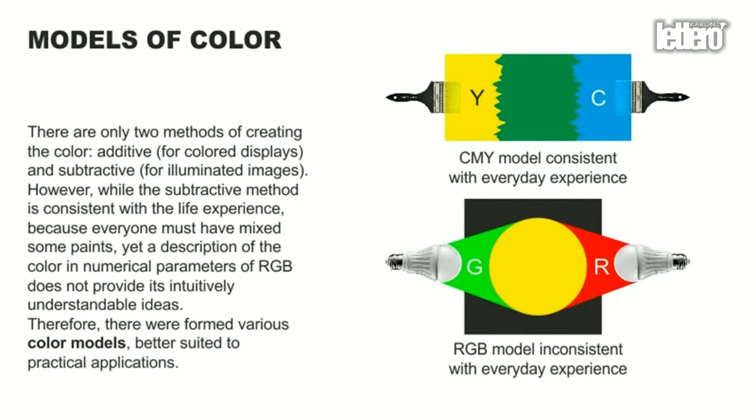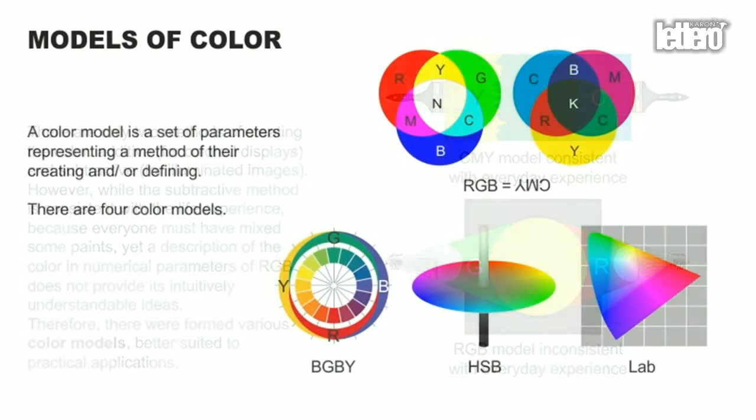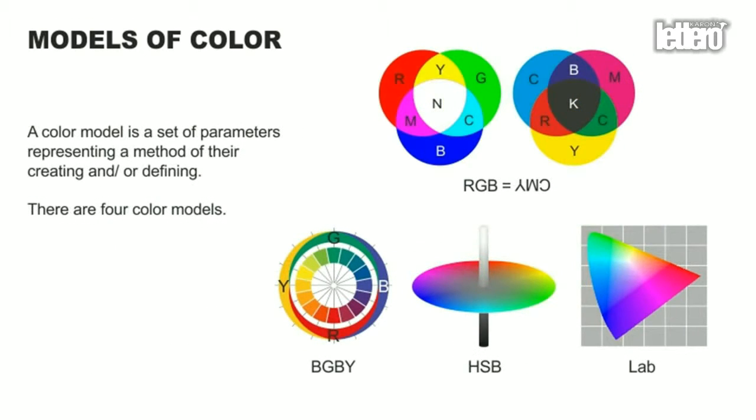There are only two methods for creating colour: additive for glowing images and subtractive for illuminated images. Whereas the subtractive method is consistent with our life experience, as everyone has mixed paint, a description of colour using RGB numeral values is not intuitively imaginable. Various colour models corresponding more to practical applications were therefore established. A colour model is a set of parameters presenting the method of their creation and definition.